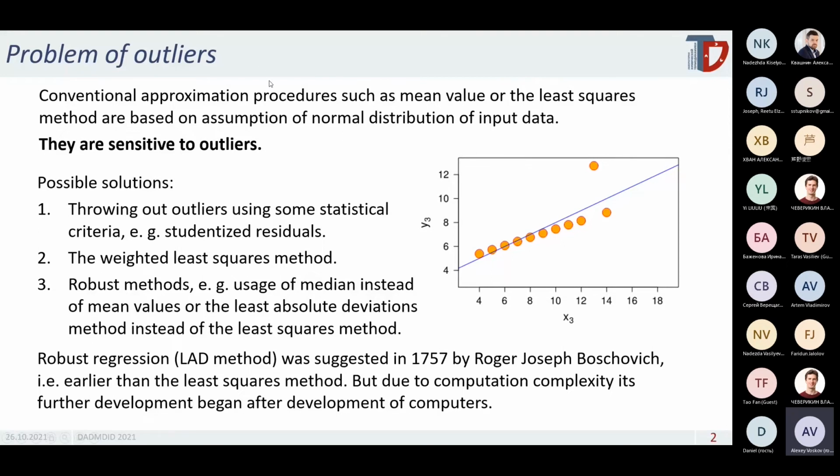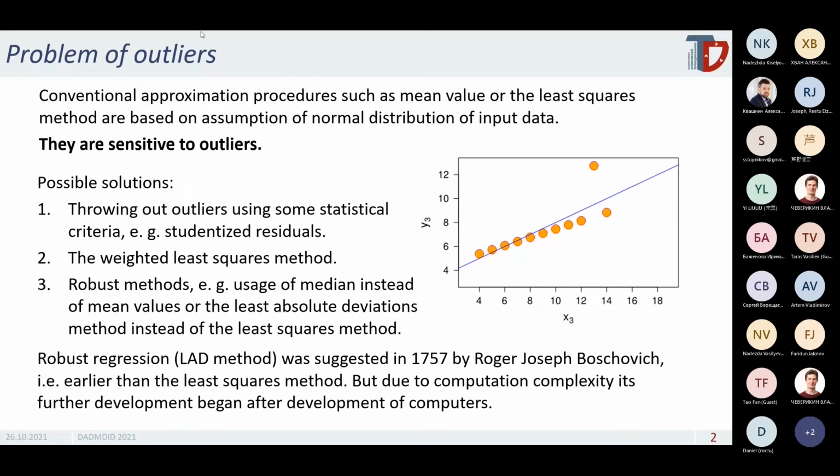This problem has several possible solutions. The first one, we can throw out outliers using either physical intuition, or some statistical criteria, for example studentized residuals of our points, to detect our outliers. The second approach that allows reducing their influence is the weighted least squares method. When we use reduced weights for the less accurate data and for possible outliers, their influence will be weaker.